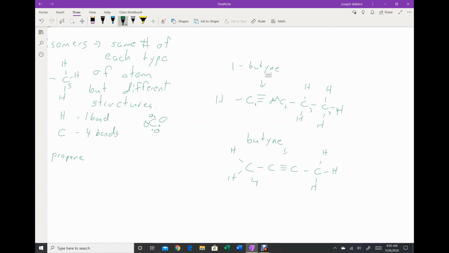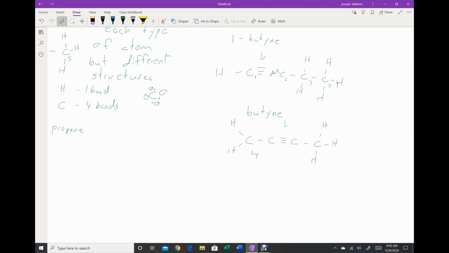Notice I put the number out in front of the entire molecule. I separate numbers and letters with dashes, okay? Or I can put the number right in front of the suffix, and I could call this but-1-yne. Sometimes it's nice to have the number right next to the thing that it refers to, especially when we start having molecules that will have more than one type of functional group or more than one thing going on with them.